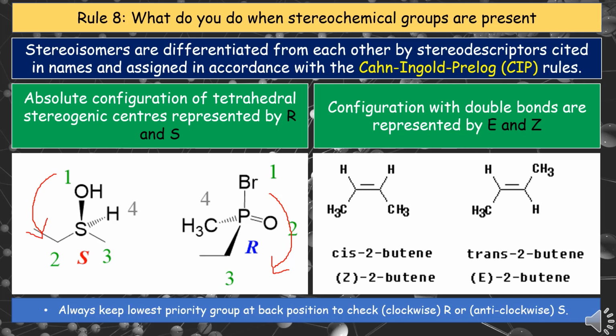But we always have to keep in mind that the lowest priority group in that particular compound should always be far from your side. Again, if double bonds are present in any system, how to nomenclate? If a double bond is present, the name will be E and Z isomer. If same priority groups are present on the same side, then it will be Z isomer. If they are on opposite sides, then it will be E isomer.